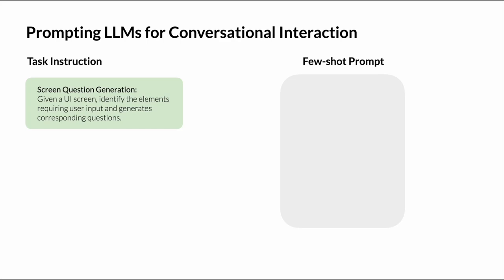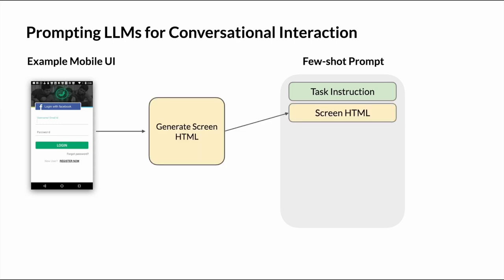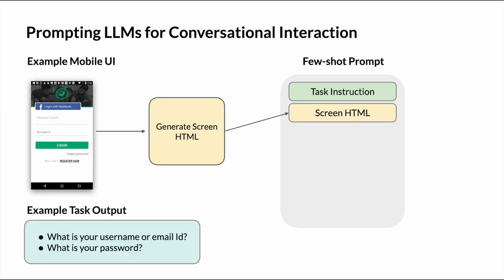Here's an illustration of how we construct the few-shot prompt. We first put in a task instruction. Here we use the screen question generation task as an example. Then we select the first mobile UI example, generate the screen HTML, and put it into the prompt. Next, we create the task output, in this case the questions generated from the UI input, and we put that in the prompt. Now we have the first data example, or shot.